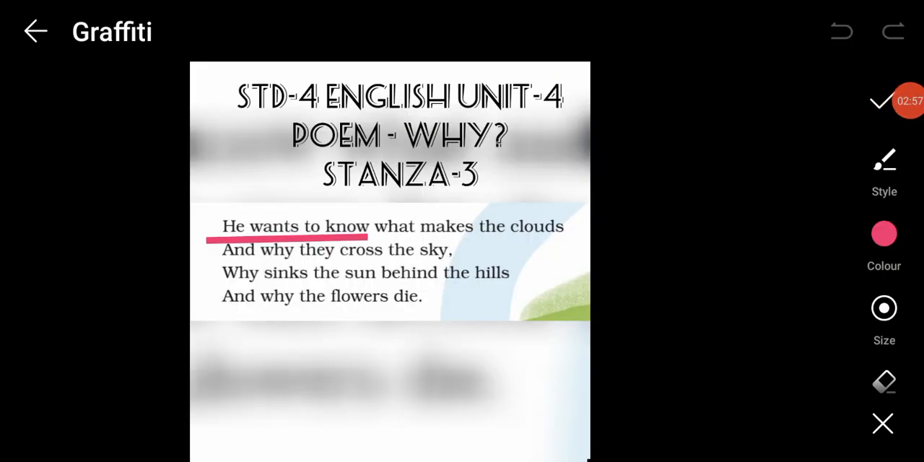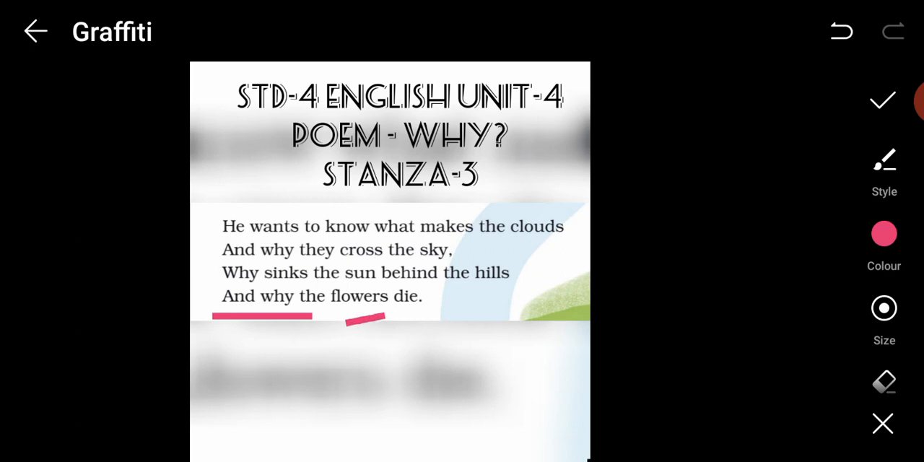He wants to know what makes the clouds and why they cross the sky. Now he wants to know what is making the clouds and why do they cross the sky. Now it is a logical question. Why are the clouds up? Why not down? Why sinks the sun behind the hills? Now why does the sun sink behind the hill? Why not in front of the hill?